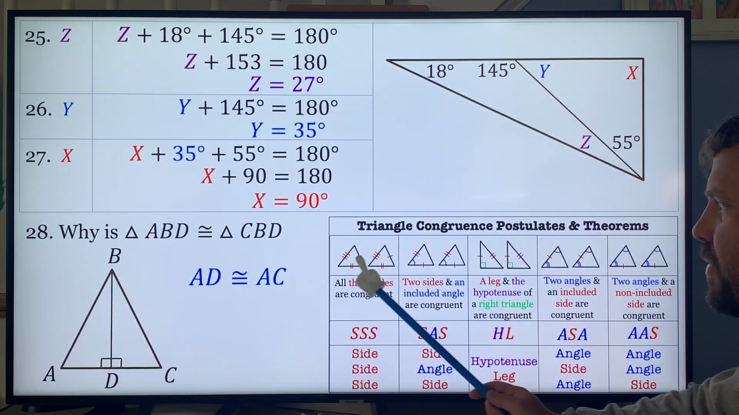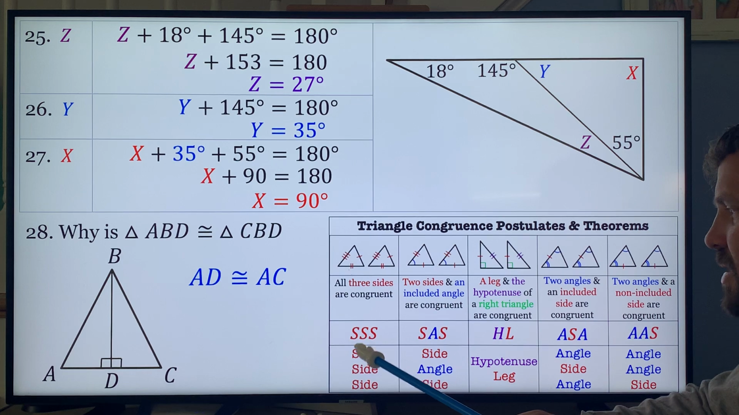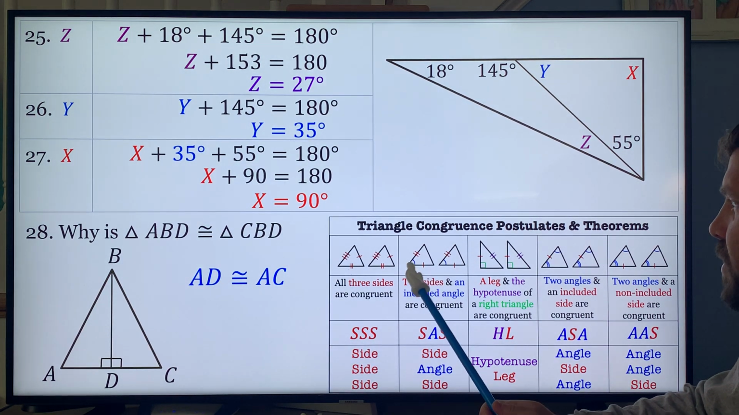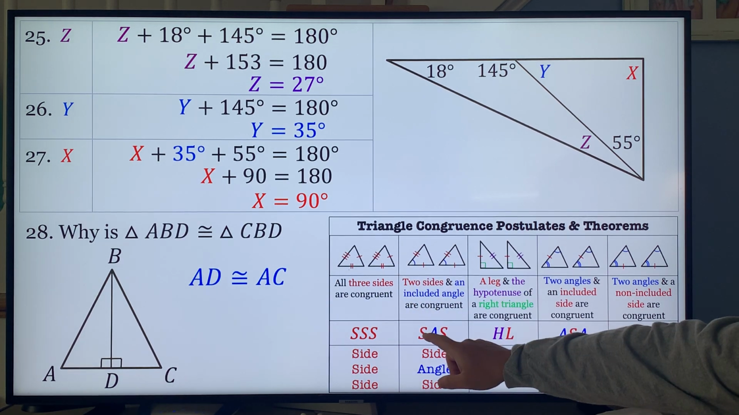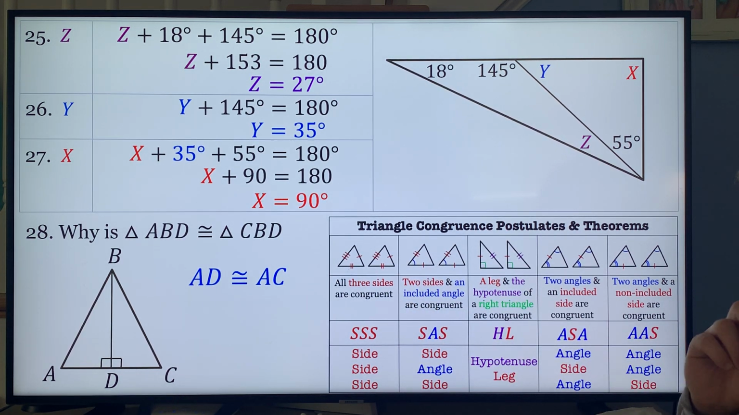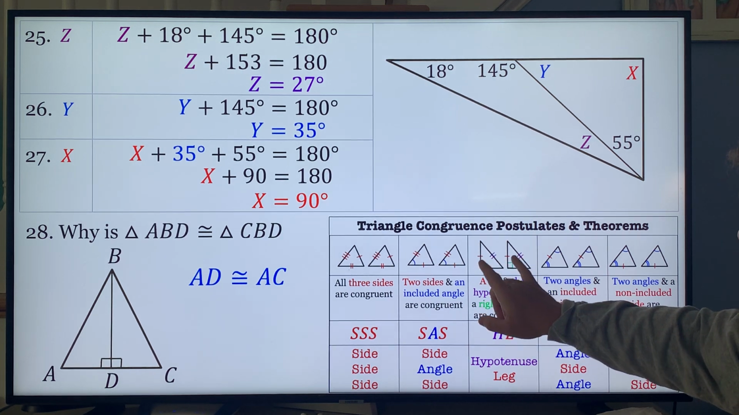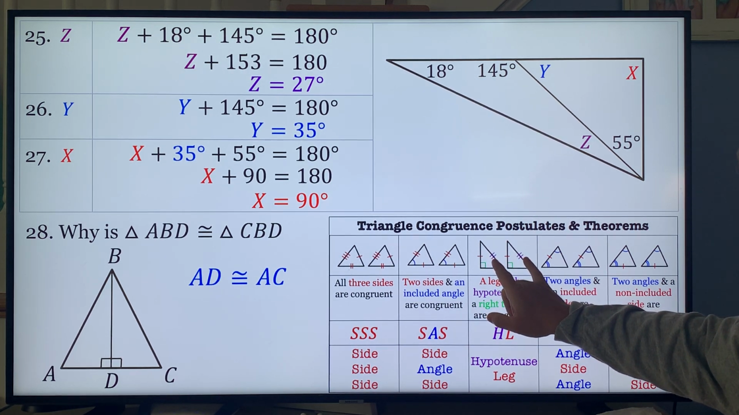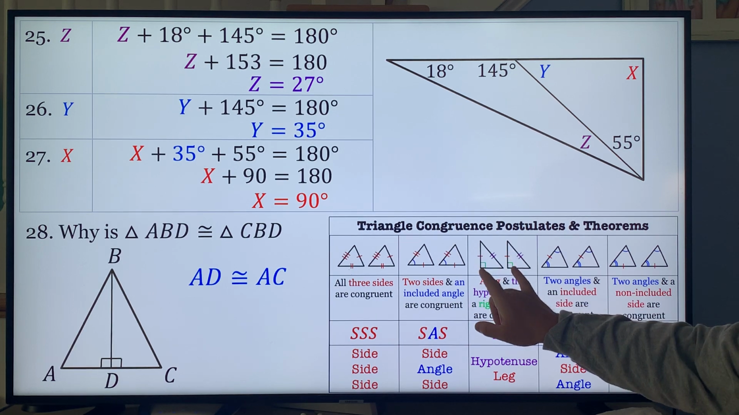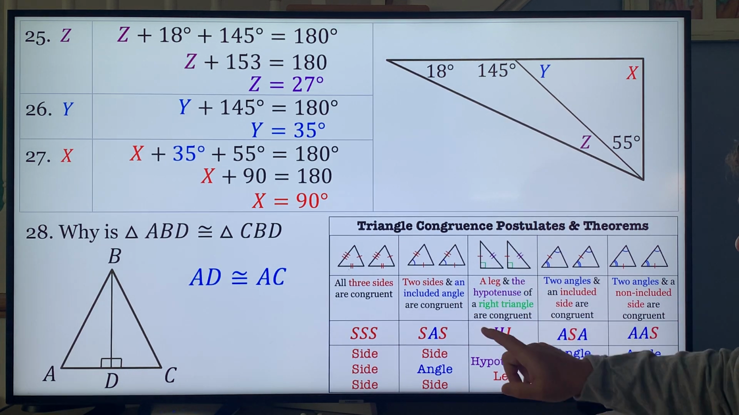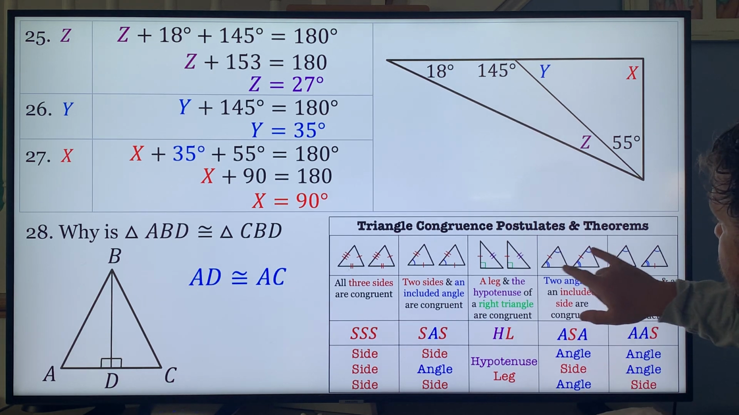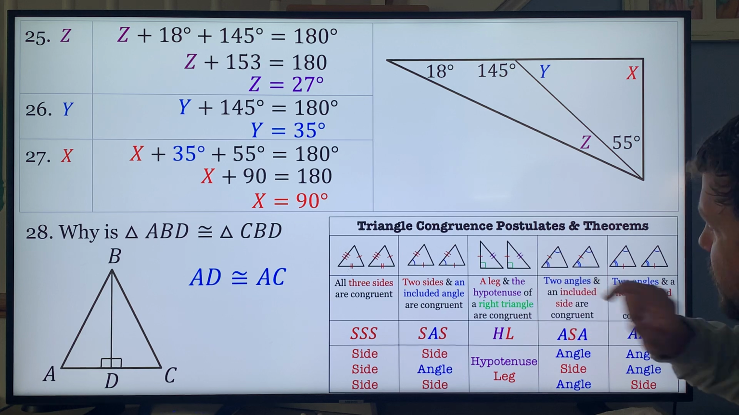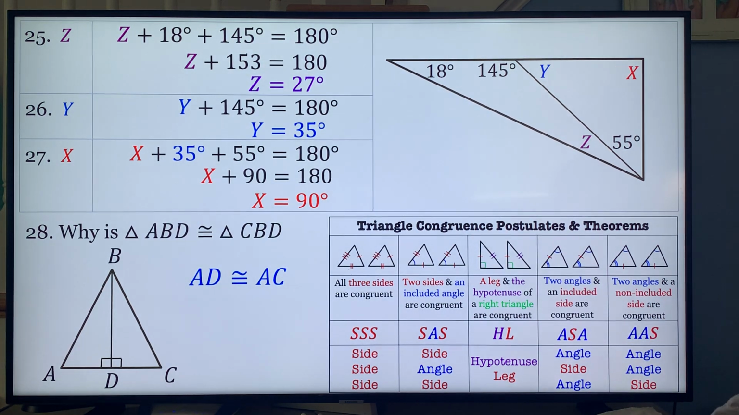First off, if all three sides of both triangles are congruent, it is SSS, or side, side, side. If you have two sides and the angle is included, or between the two sides, it's side, angle, side, SAS. If you have two sides congruent, one is a hypotenuse, the side across from the right angle, and one is either leg, and it has to be a right triangle, it is congruent by HL, or hypotenuse leg. If you have two angles and a side included between those two angles is congruent, it is angle, side, angle, ASA.